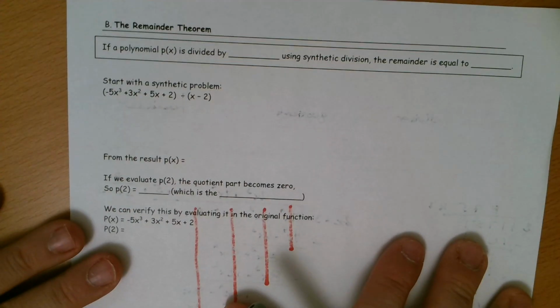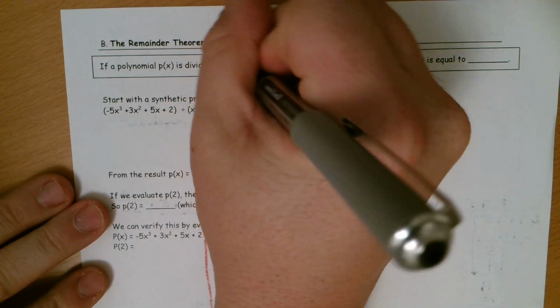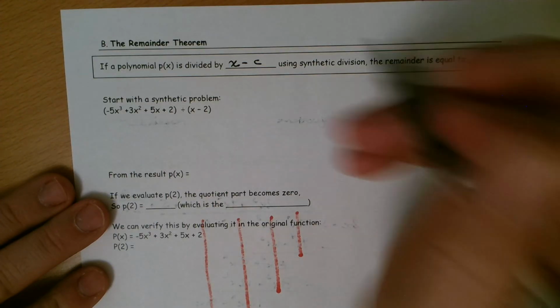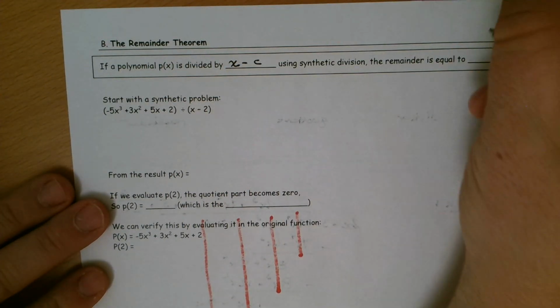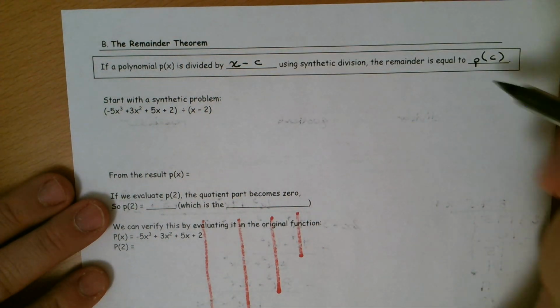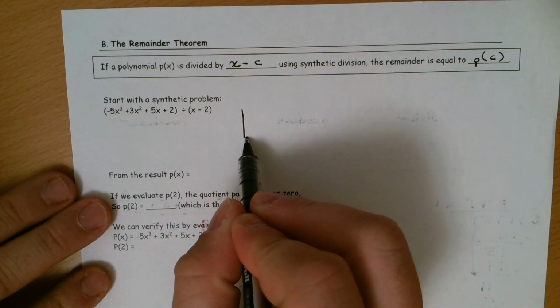Okay, let's talk a little bit now about the remainder theorem. So if a polynomial is divided by some factor x minus c, using synthetic division, monic linear, then we know that the remainder is going to be equal to p of c. Basically, we could plug in our c value into our polynomial and get the remainder instantly. But first, let's do synthetic division to prove that.